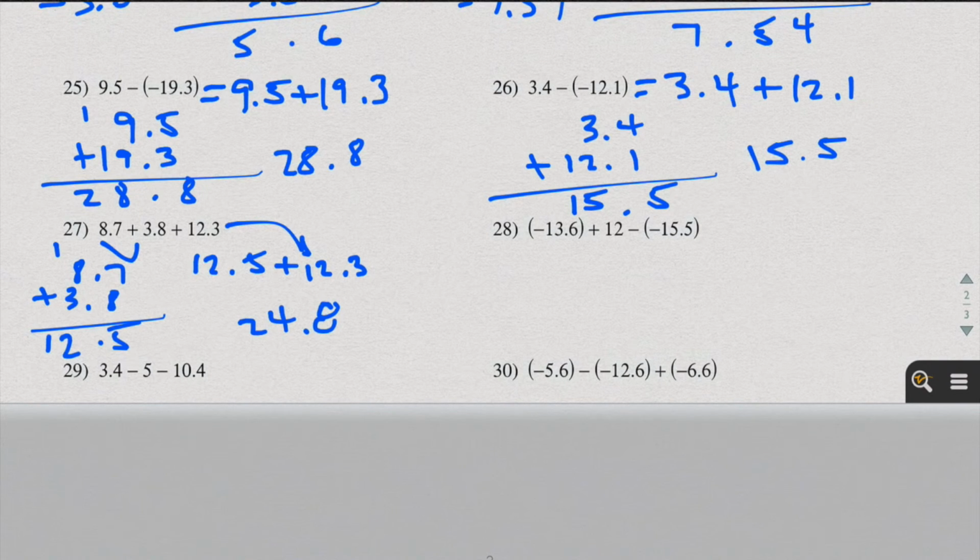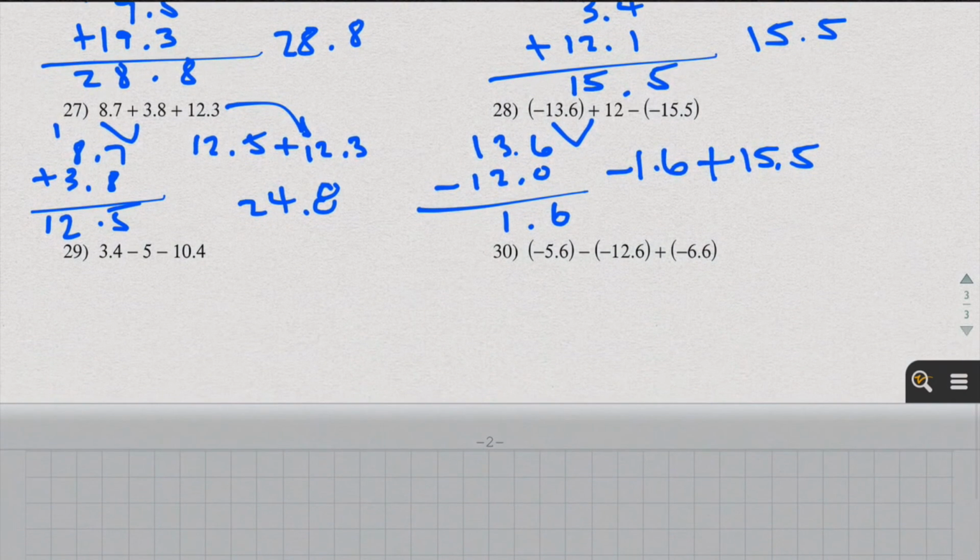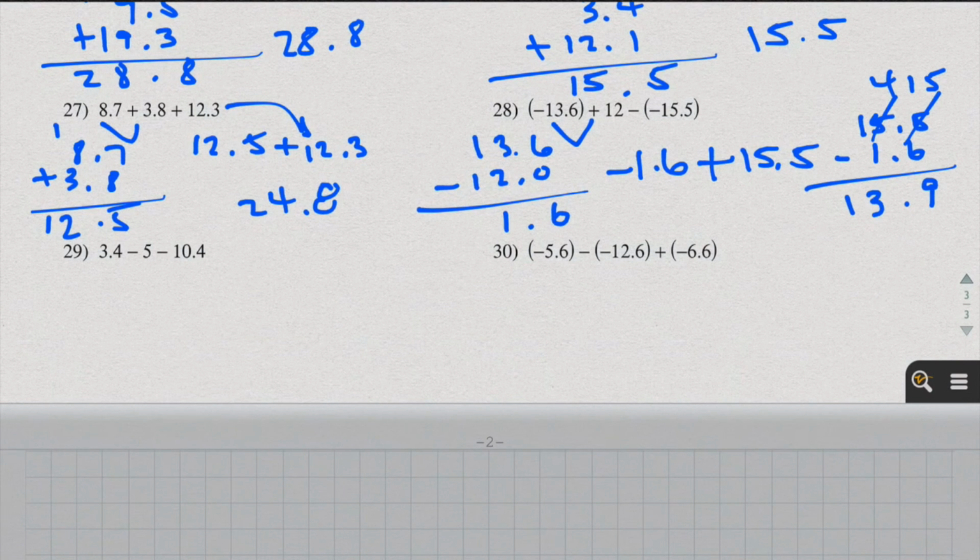Okay, number 28. Negative 13.6 plus 12 minus negative 15.5. So let's do this part first. Negative 13.6 plus 12. Because they're different signs, we want to find the difference. So we're going to do 13.6 minus 12.0. We end up getting a 6 and a 1, 1.6. So we're going to use a negative 1.6 because 13.6 is greater than 12, and we use that sign. 1.6, and it's a minus and a minus, so we're going to rewrite that as plus 15.5. Because the signs are different, we're going to subtract those, so we get 15.5 minus 1.6. 5 becomes 15, this 5 becomes 4, 15 minus 6 is 9, put a decimal, 14 minus 1 is 13, so we get a positive 13.9.